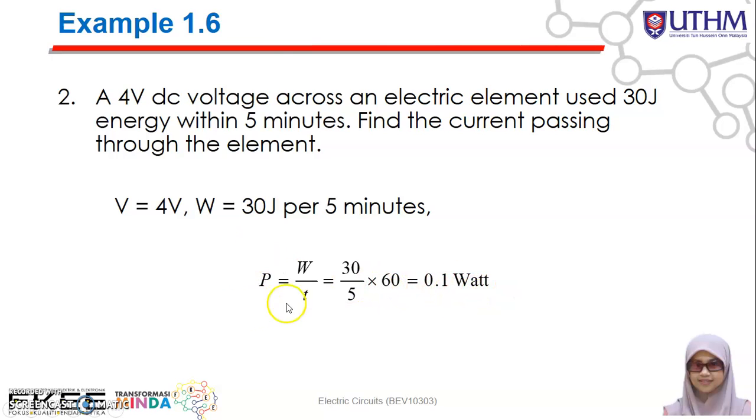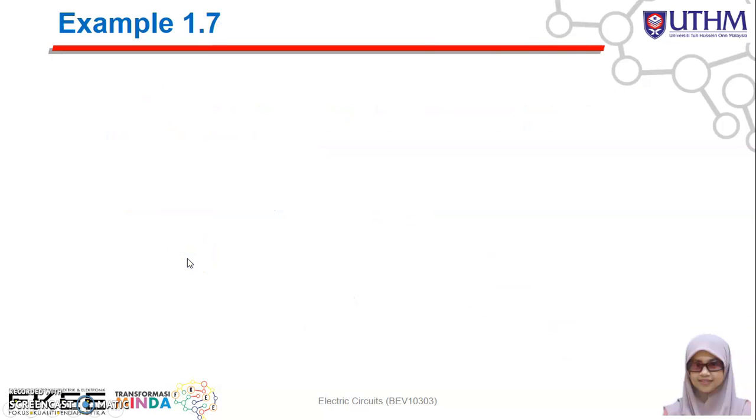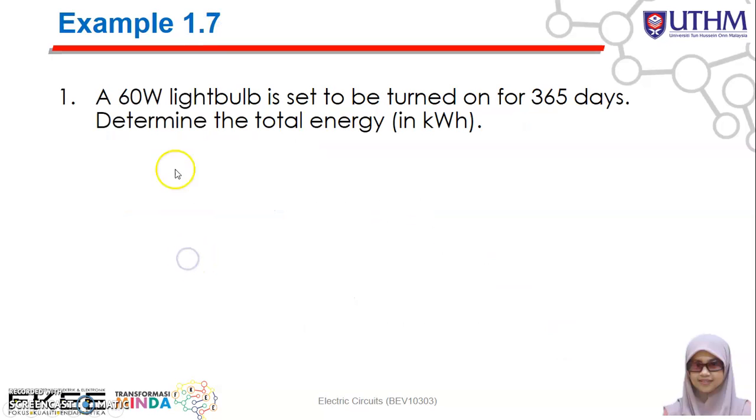Alright, and after that, once you get your P, now you can find the value for the current. So I is equal to P divided by V, and P is 0.1 divided by 4. Then I is equal to 0.025 ampere, or you can use the prefix so that you have 25 milliampere. Alright, so the next example.